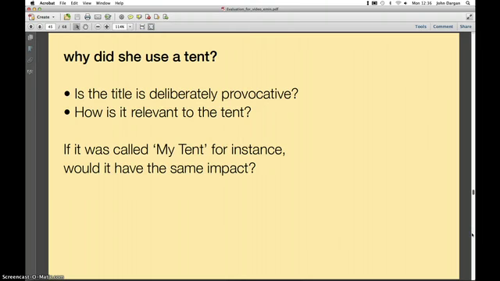Is the title deliberately provocative? Everyone I've ever slept with. And how is it relevant to the tent? If it was just called My Tent, would it have the same impact? So do you think she's trying to be deliberately provocative? What's she doing with the title of this artwork?